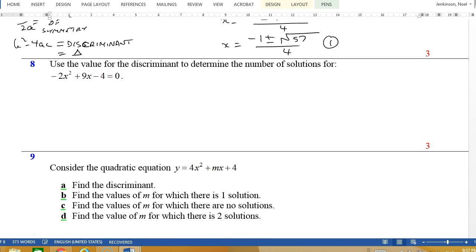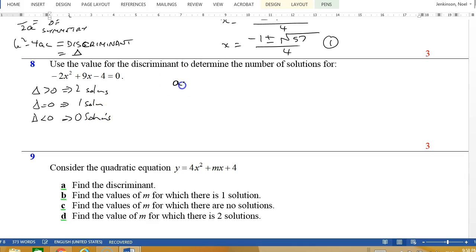The second question revolves around the discriminant, the term that can be found inside the square root in that formula. It says use the value of the discriminant to determine the number of solutions. If the discriminant is greater than 0, there are two solutions. If the discriminant equals 0, there is one solution. And if the discriminant is less than 0, you can't square root a negative number, so there will be no solutions.